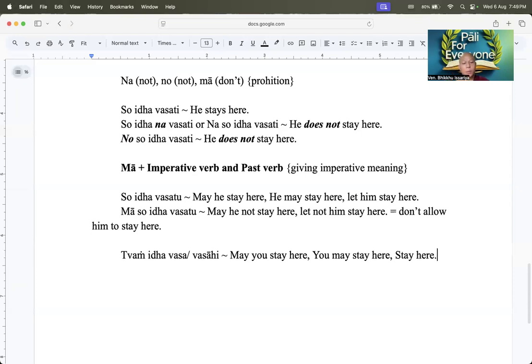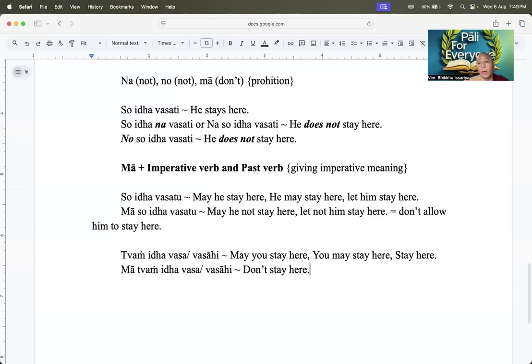So when we use that sentence with the ma, ma tvaṃ idha vasa or vasāhi, either one can be used. At that time, the meaning can be understood directly. Don't stay here. A kind of prohibited sense, you see. Don't stay here. In this way also it can be found. So that is the usage of the optative verb and imperative verb.